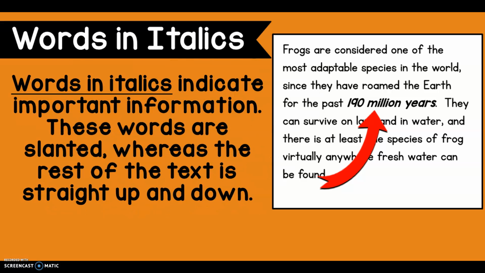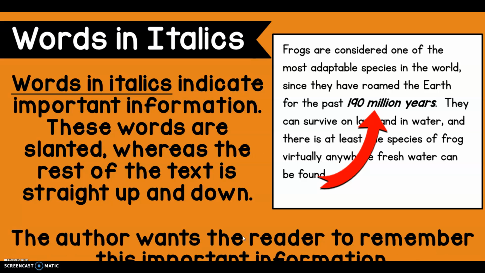You also have italics. Your words in italics indicate important information. These are slanted texts, and whereas the rest of the text is going to be up and down, words that are italicized have a slant in them, as in this example of 190 million years.